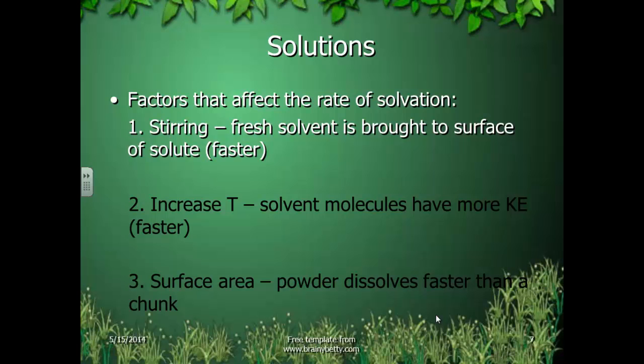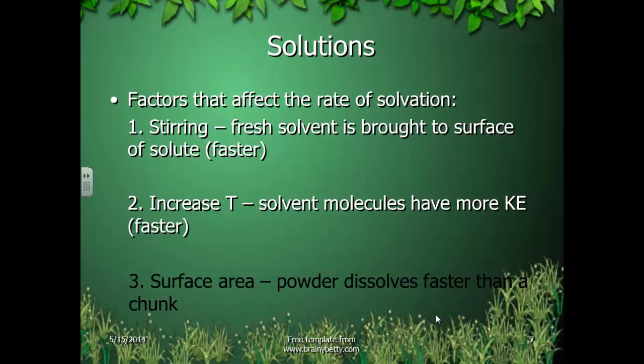The second thing that you might do is increase the temperature, especially with sugar. A lot of people have experience with this at home. If you try to put sugar in iced tea, what happens to it? It usually just settles at the bottom. What happens if you put sugar in hot coffee? It dissolves really well. So if you increase the temperature, the solvent molecules, which would probably be the water, have more kinetic energy. That means they can move in around that solute faster and dissolve it faster.